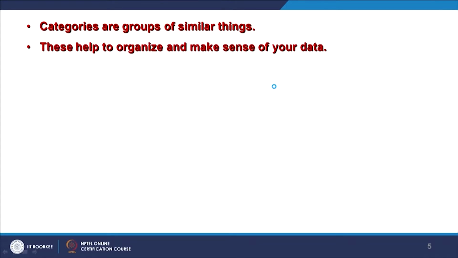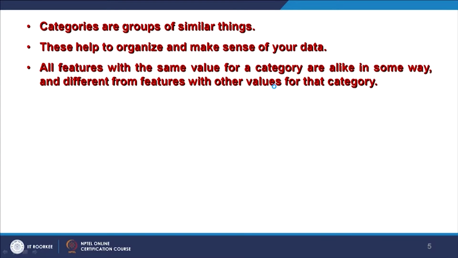So categories basically are groups of similar things, types of houses, type of forest, type of land use and so on and so forth. And these basically help us to organize and make sense of our data. When we give the name, it makes some sense and it organizes that each one has its own name. And all features, here I am talking about vector entities, with the same value for a category are alike in some way and different from features with other values for that category.